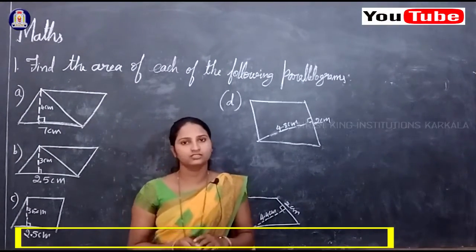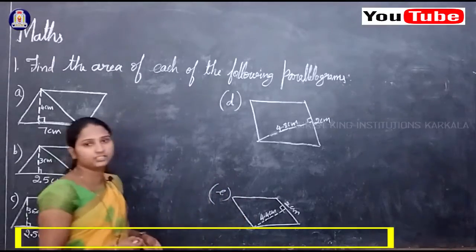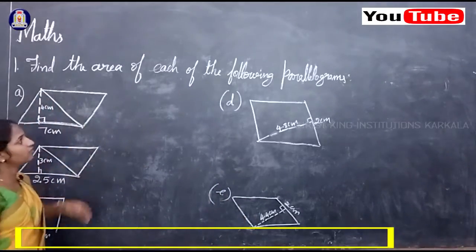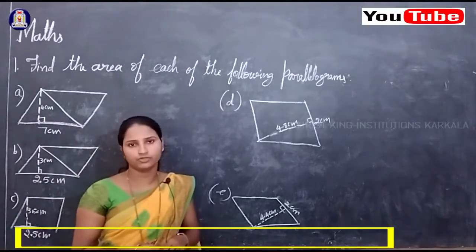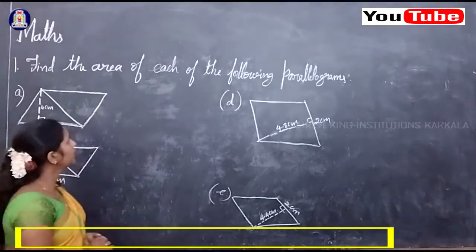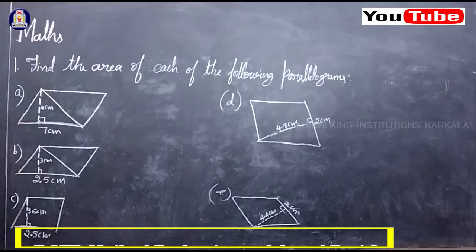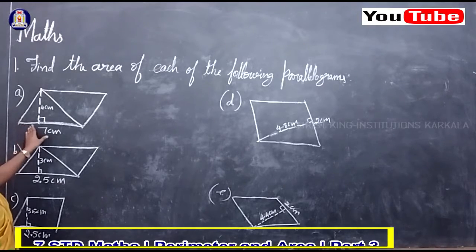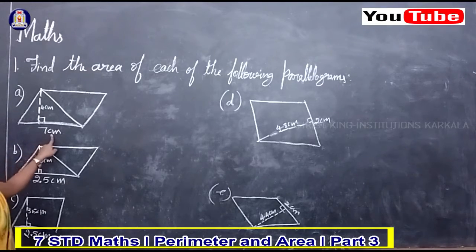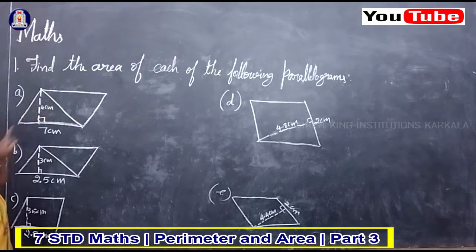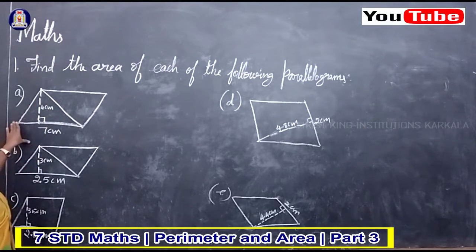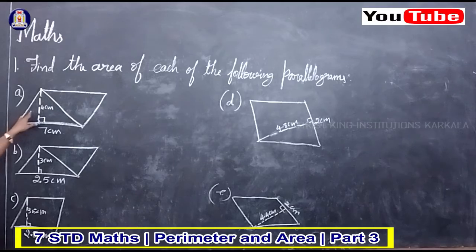Okay, next question in area and perimeter. Find the area of each of the following parallelograms. You have to find the area of the given parallelogram. If you observe, the first figure is like this. Base is 7 centimeter and height is 4 centimeter. Clear? In this given parallelogram, base is given and height is given.